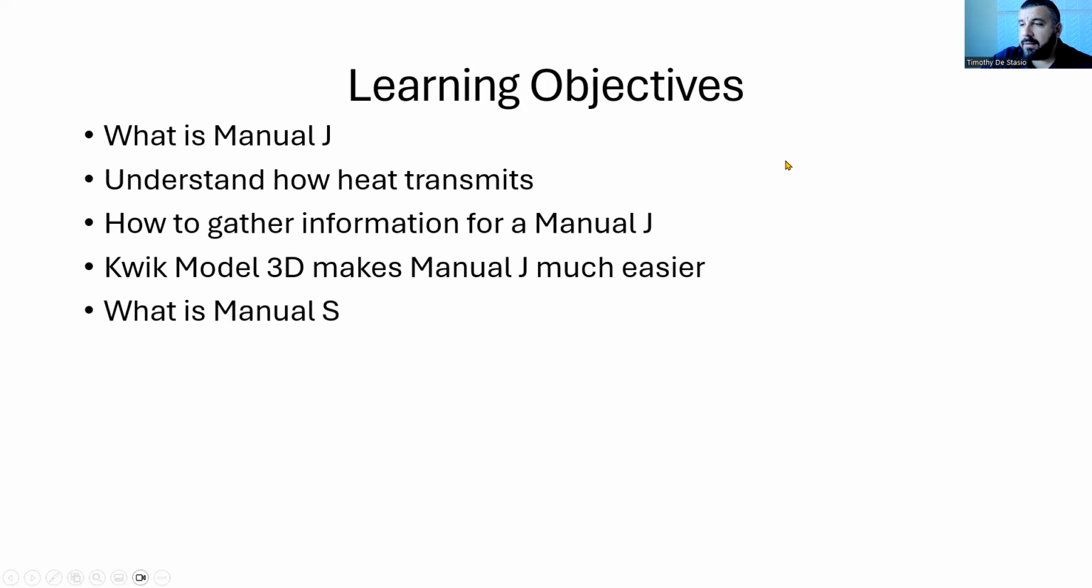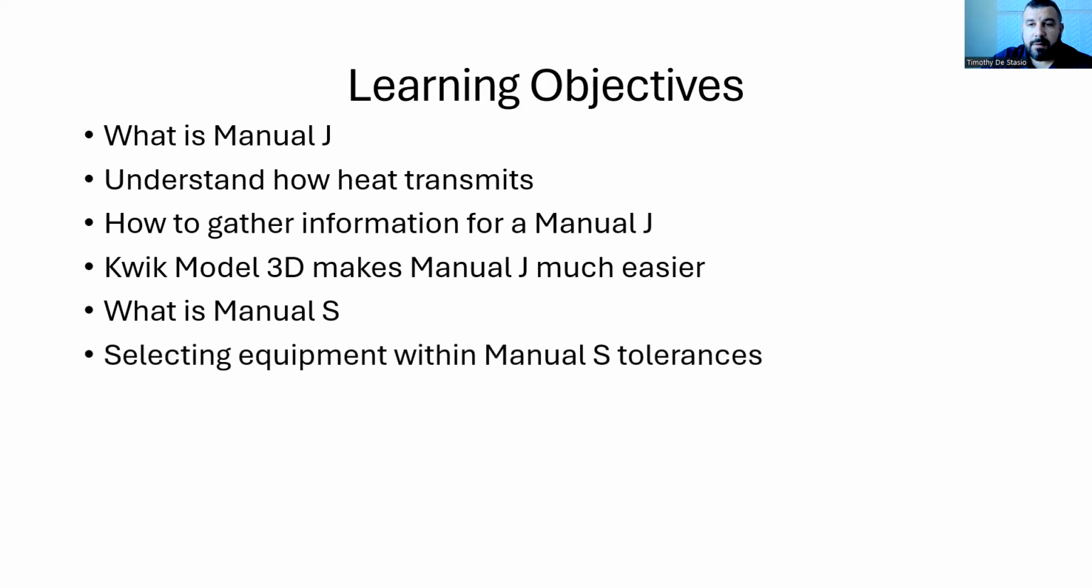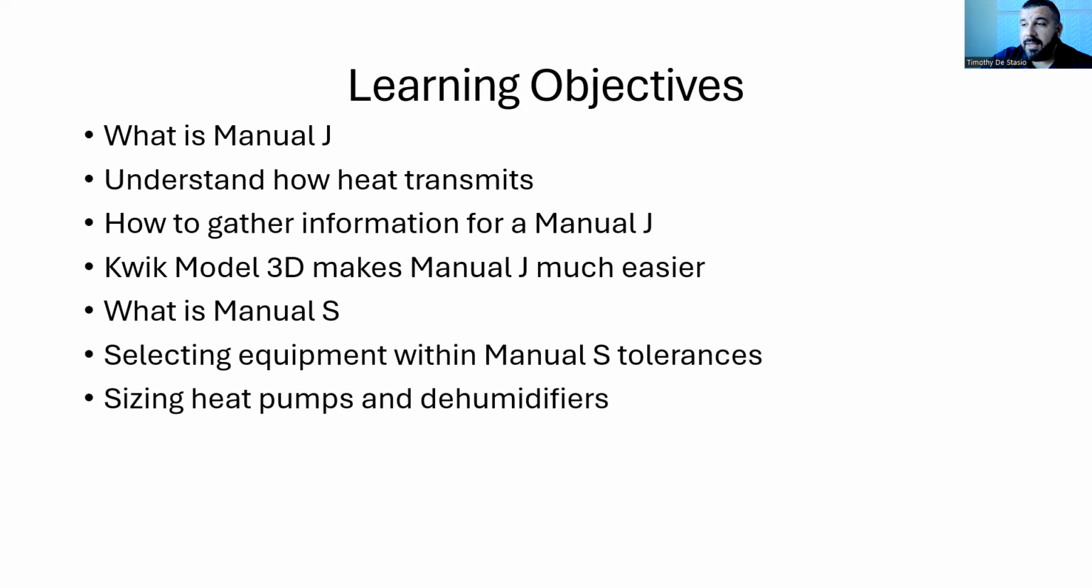Then we'll get into Manual S. Manual S is system selection and how we select equipment that is within the tolerances of Manual S. We'll get into sizing heat pumps, especially for cold climates, because there's new information from the latest Manual S that just got released, as well as sizing dehumidifiers.